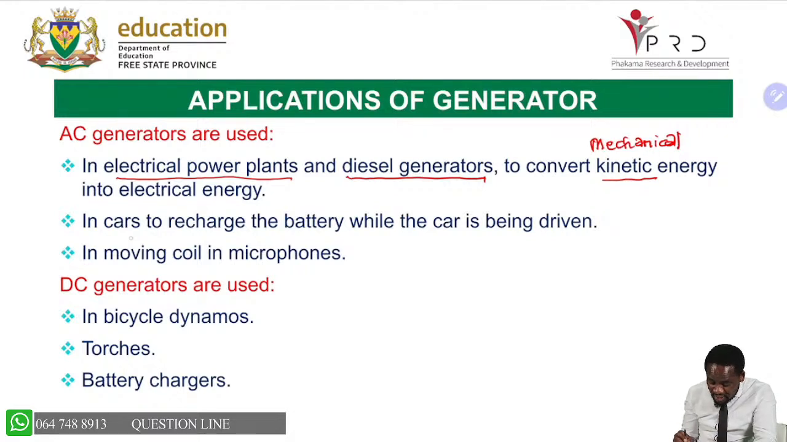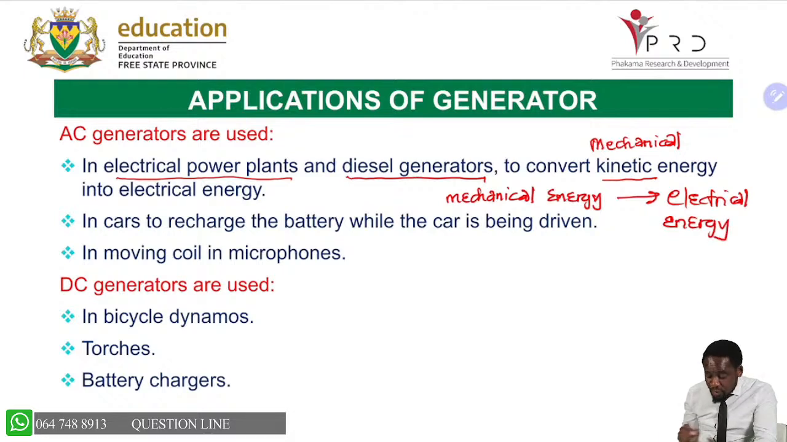So we accept that in a generator, whether it's AC or DC, mechanical energy is converted to electrical energy. This is a giveaway question that's most likely to be asked. So you need to be able to actually recall that.